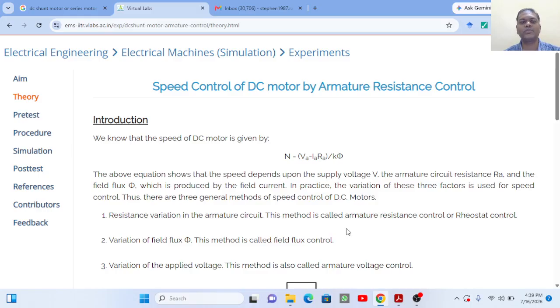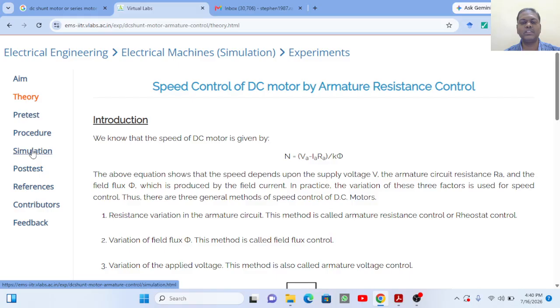The basis of speed control method by armature resistance is, we know that speed N equals (VA minus IA RA) divided by K phi. Here this speed can be directly related to the voltage, armature current and the flux produced by the field winding. Now by varying the flux of the field winding, we can control the speed of the DC motor. These are the procedures and we are going to do the simulation for speed control of DC motors.